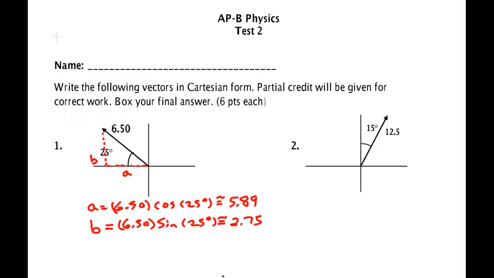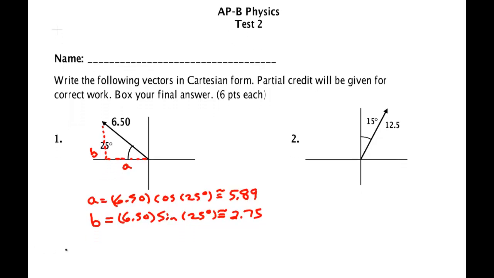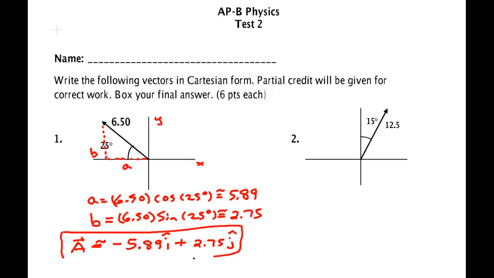If we now go to write the Cartesian form, A is equal to, we have this side, but it's moving in the negative x direction, so we need to put a minus sign to get the component. Minus 5.89 i hat. And in the y direction, it's going up. That is the positive y. Right, we're looking at this as x and y. So that's the positive y, so plus 2.75 j hat. So that's the answer to problem number 1.